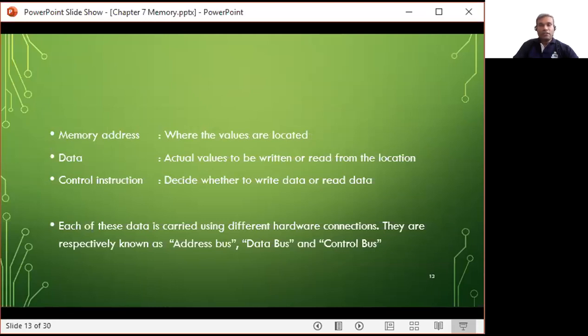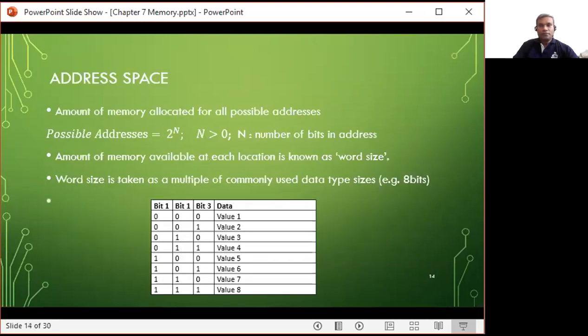So these three things are there. Now let's do a little bit of calculation about how to find the memory storage capacity. Now, the amount of memory that can be allocated, all possible memory allocations, is known as the address space. Now remember, everything inside the computer is binary. So even the memory address should be represented using a binary set of numbers.